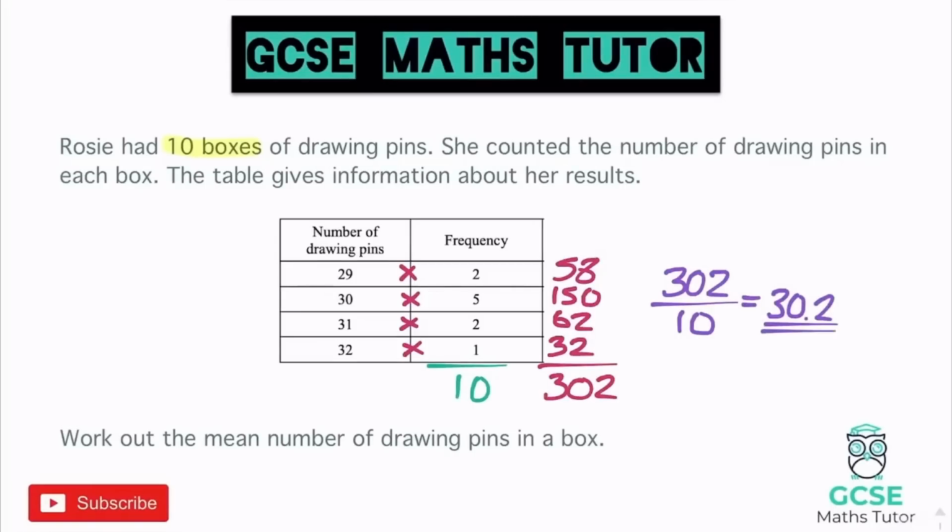So in terms of a process there, look, we times across, we get all the totals for each category, we add them all up and divide by how many things there are, and in this case the things is the 10 boxes, and we get that just by adding up the frequency column down here. So there we go, get the total, divide by the total frequency, and you have got your mean.